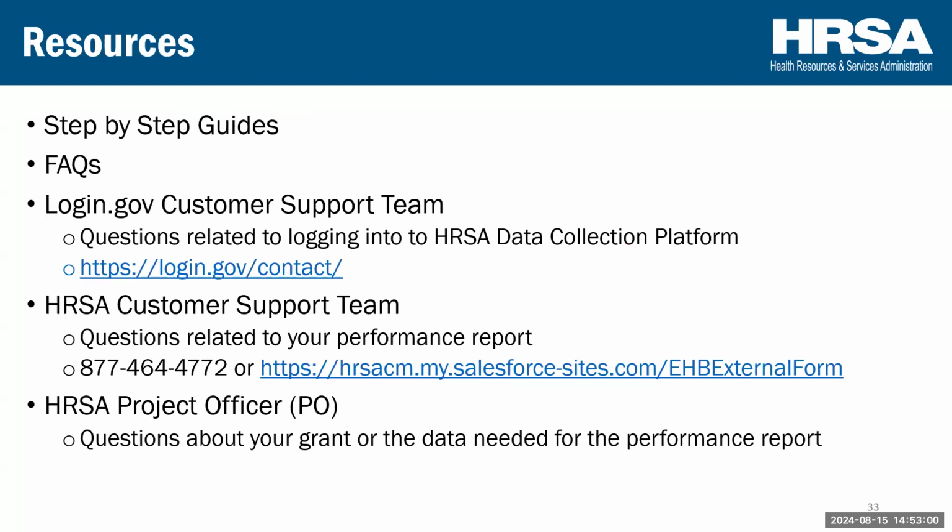Our last subject that we're going to talk about before I hand it over for questions is that we have some helpful resources available to you. So you will find a step-by-step user guide and frequently asked questions from the help tab that we went over today. But if you have any questions or issues logging into the system, please contact the login.gov customer support team. If you have any questions related specifically to your performance report, please contact the HRSA support team or your HRSA PO directly. And you can also reach out to your PO for questions about your grant or the data that needs to be entered into the performance report.